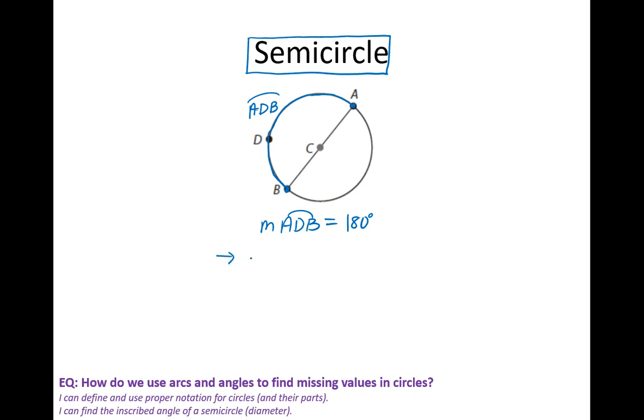Other things to note that I mentioned, we're going to use 3 letters, like a major arc, to name it. And then the other thing is that a semicircle, the arc itself, must begin and end on the endpoints of a diameter.